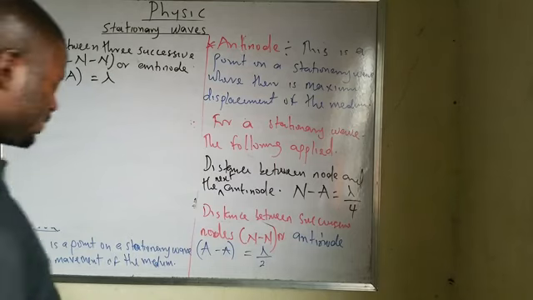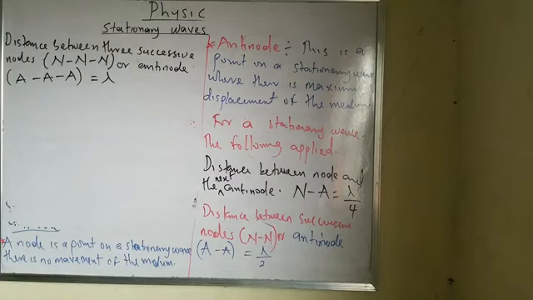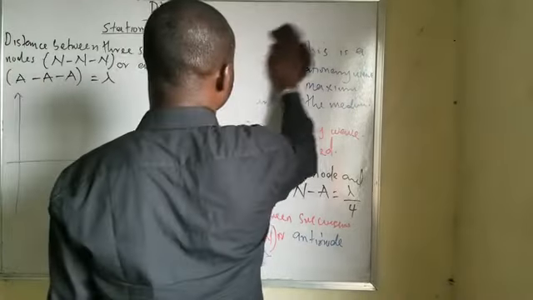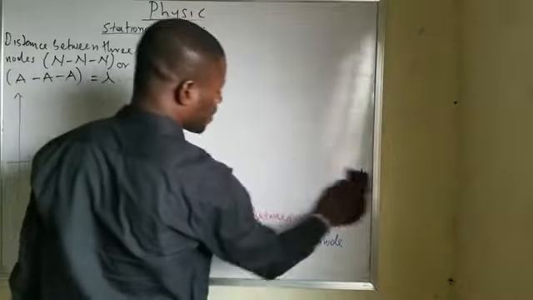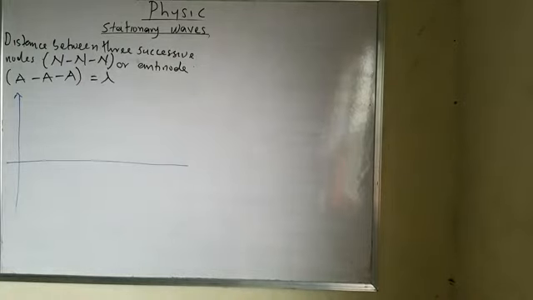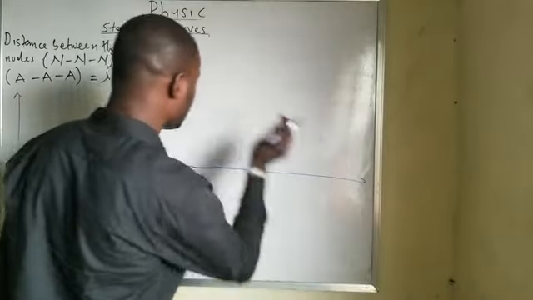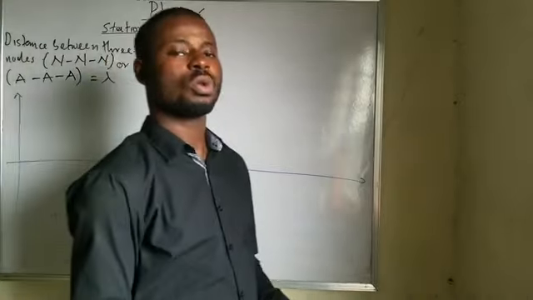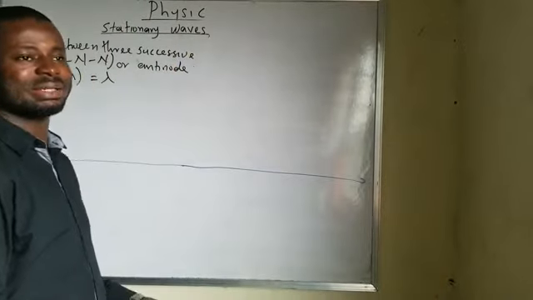Now, with all what I've been explaining, let me quickly try to put a diagram to explain this part. Sorry, take note of this information. They are very, very important. We have node, we have antinode. Now, let me draw a very long line because I want to explain something very important to this video. I've explained that a stationary wave involves two waves that have equal frequency and amplitude. Please take note of that.